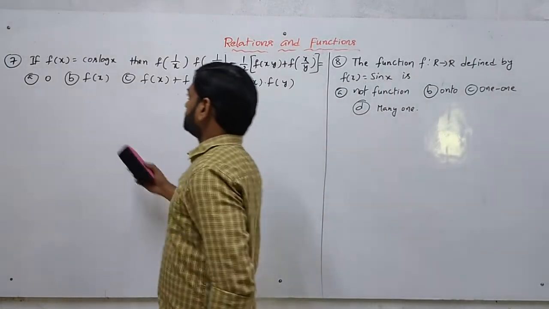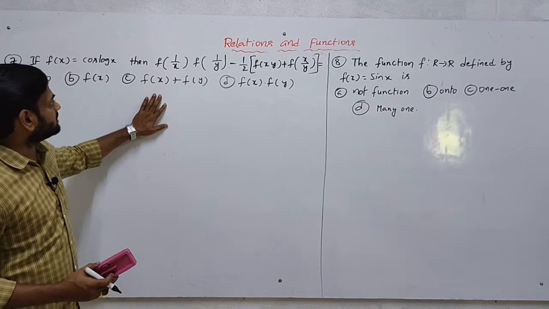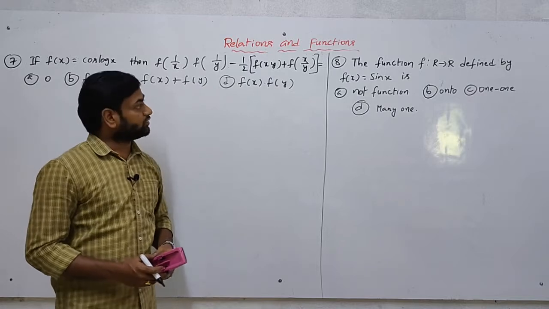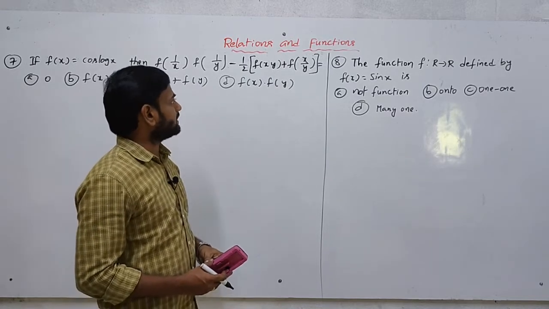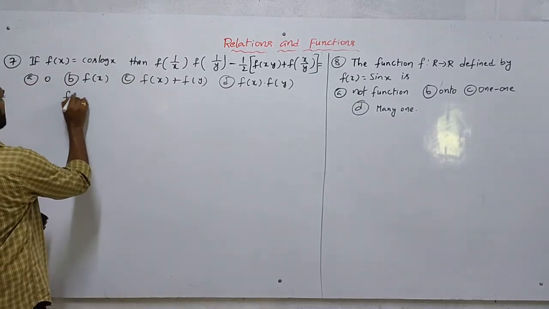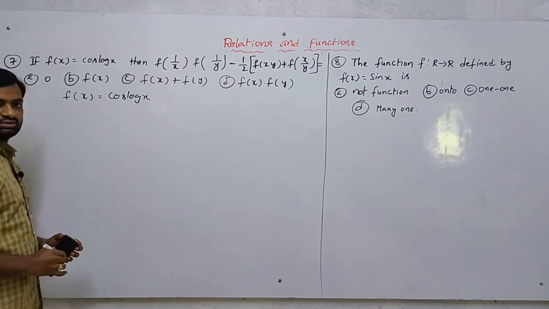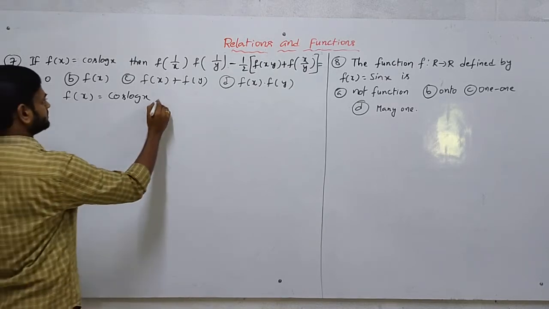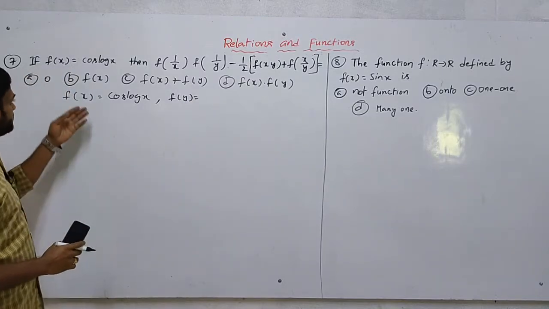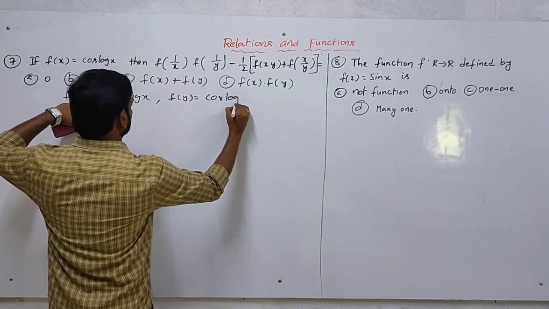See, the next one is f(x) = cos(log x). Then f(1/x)·f(1/y) − 1/2 [f(xy) + f(x/y)]. This value we have to find. See here, what is given? f(x) = cos(log x). Now in the same way, can I write f(y)? Just taking y in place of x. What is f(y)? cos(log y).